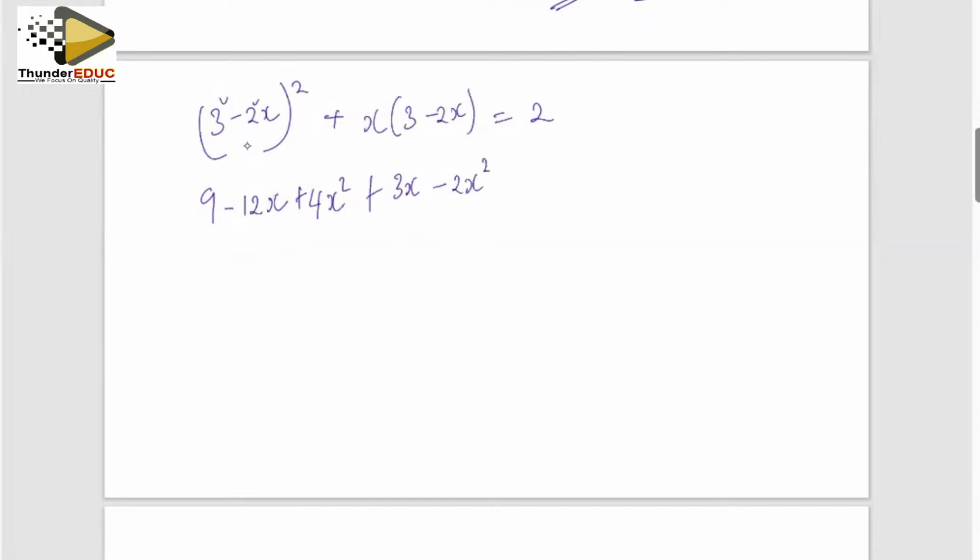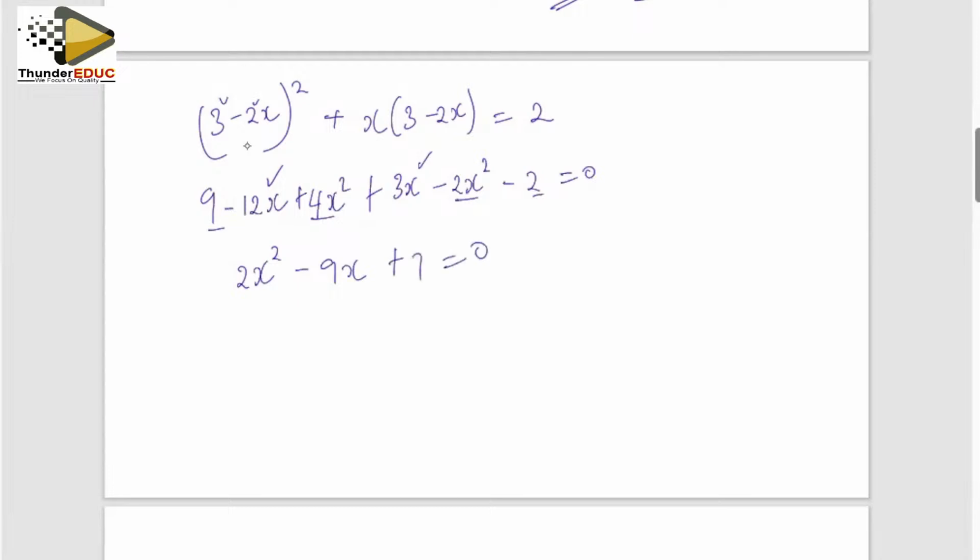Let's move the 2 that side. Must give us a 0. Let's collect the like terms. So that's going to be 2x squared. Okay. We have this and this. We should give us negative 9x. Then 9 and 2 must give us a 7.